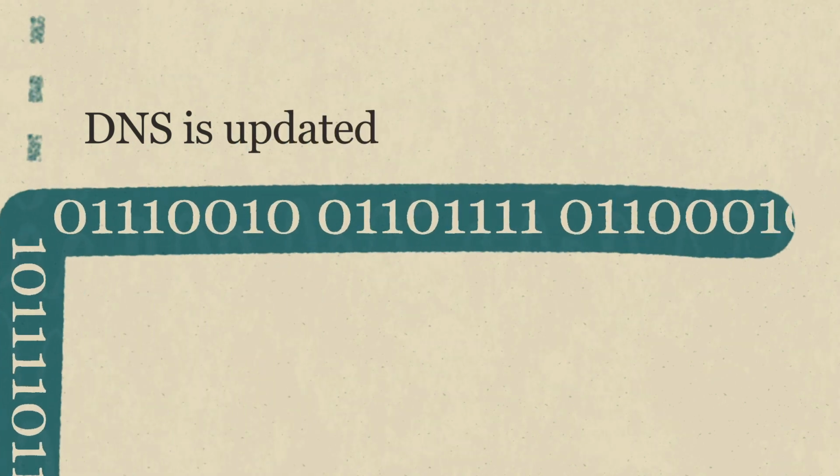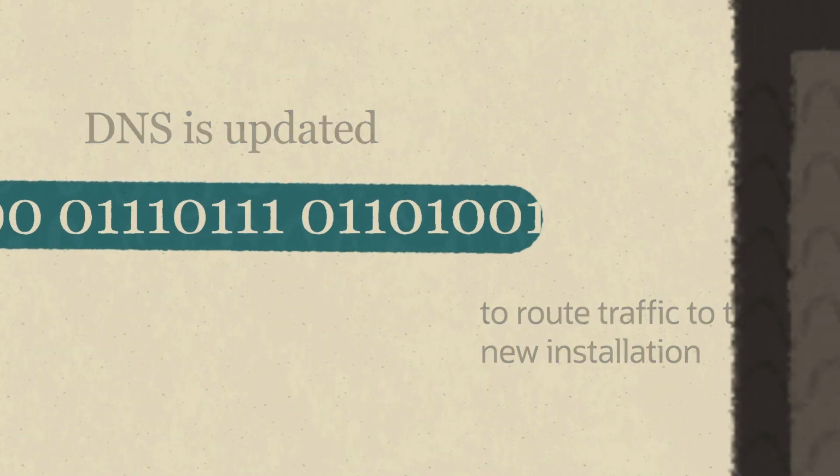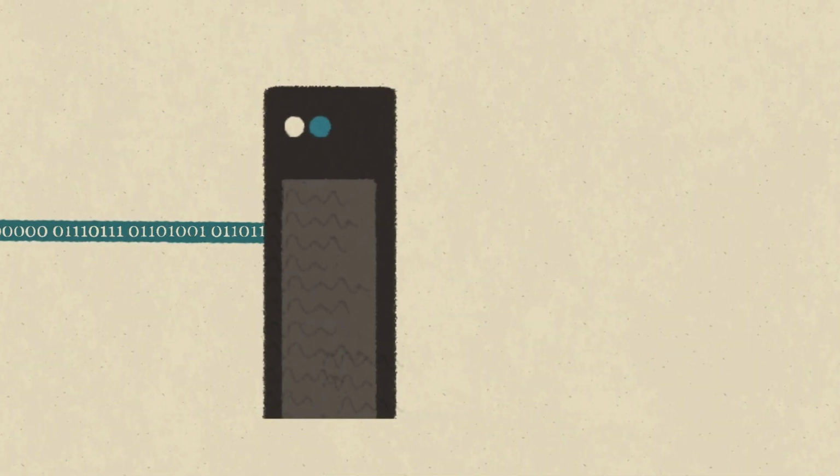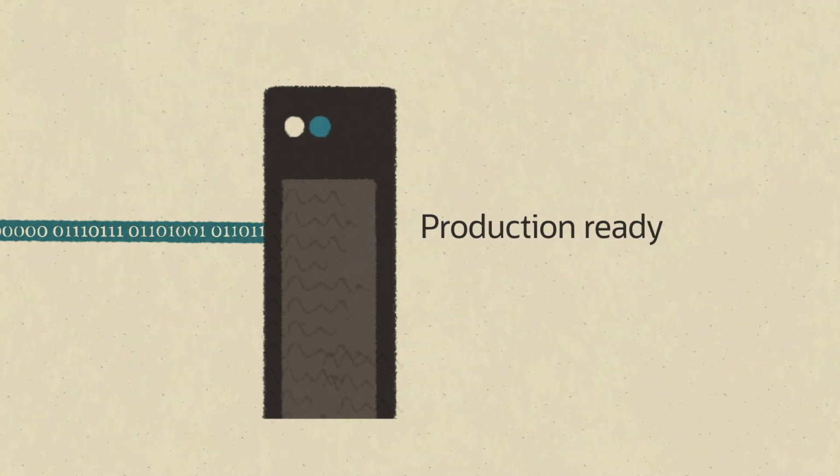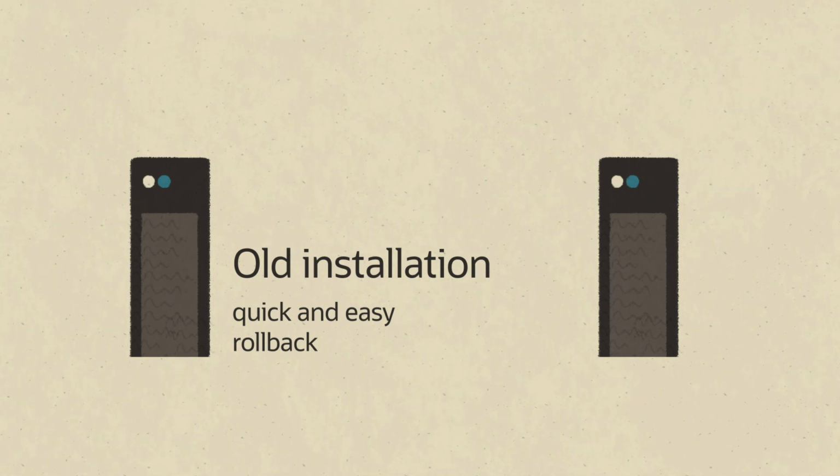After performing user acceptance testing, the DNS is updated to route traffic to the new installation. So the new OAM instance is production ready with all your previous data and configuration. And the old installation can be left in place for quick and easy rollback if required.